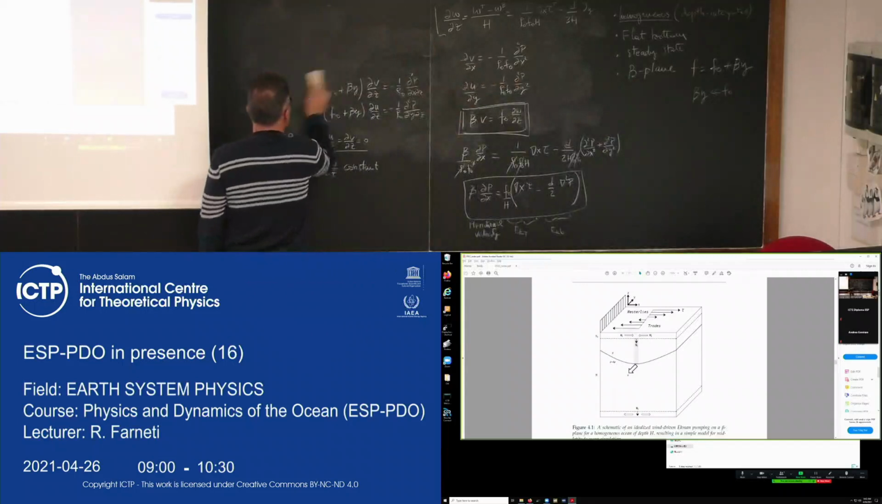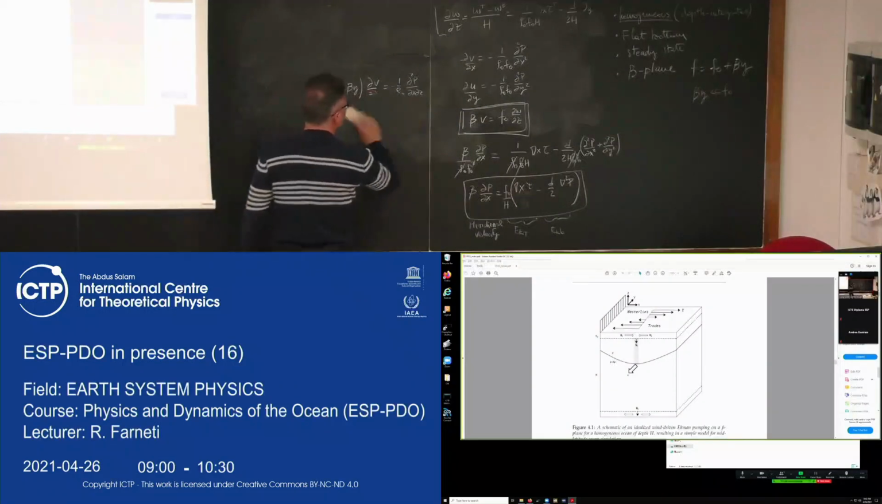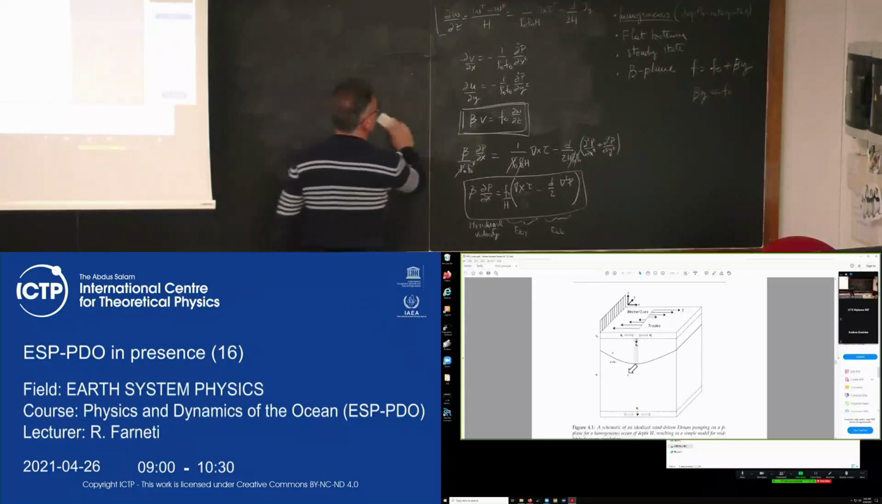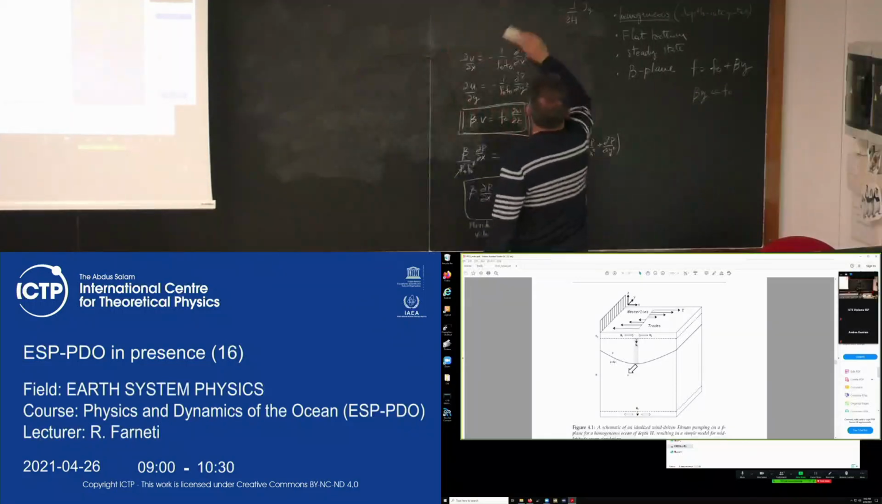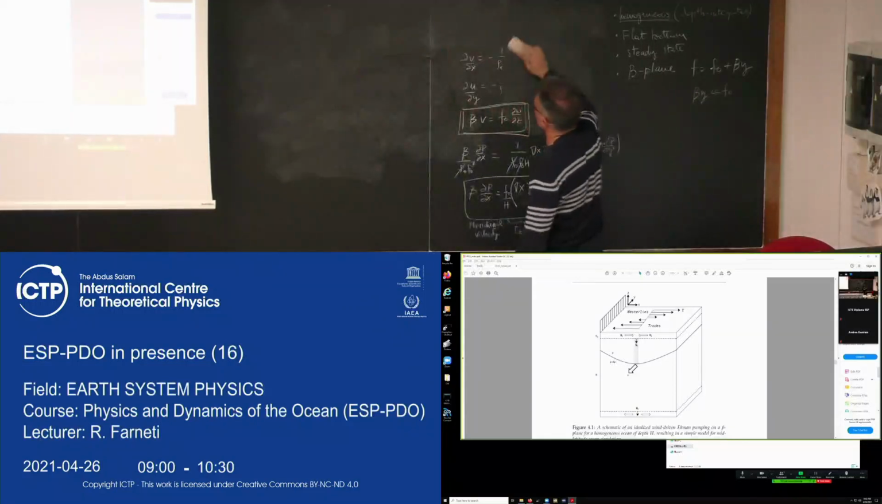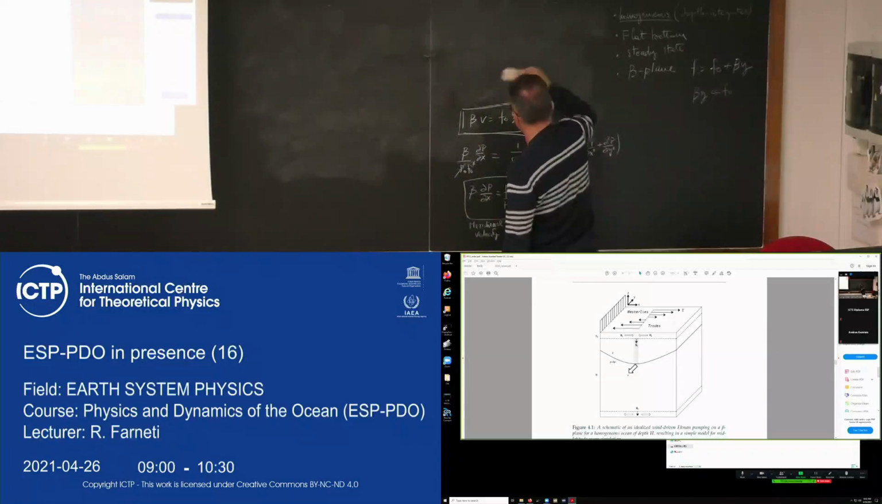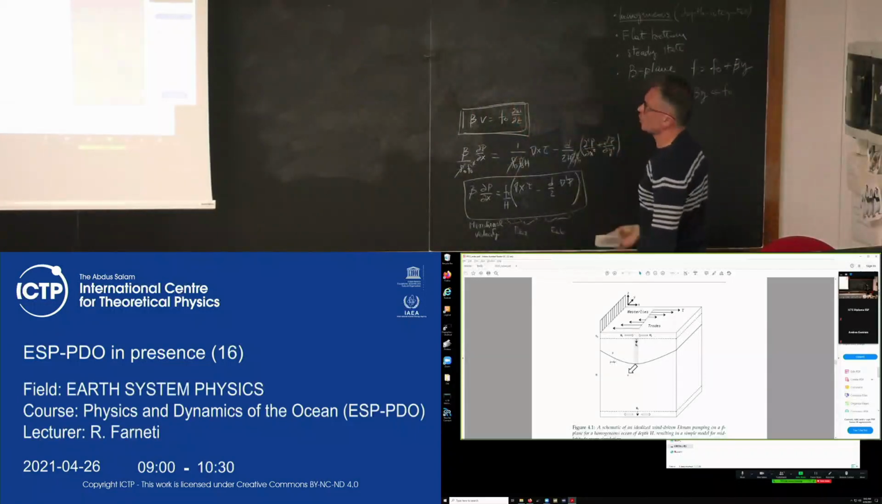So now that we know that this is a forced dissipative system and there is a wind stress at the top that is imparting vorticity, and this vorticity will have to be dissipated somewhere.